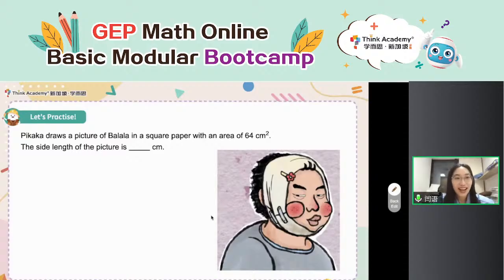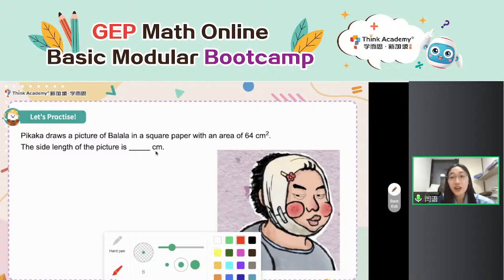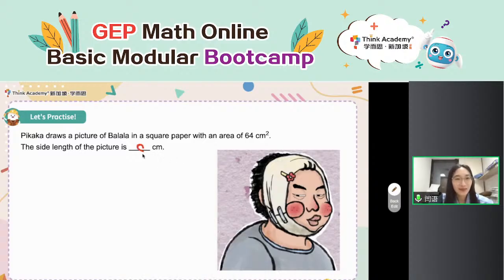Next one, a funny question. Pikaka draws a picture of a banana on a square paper with an area of 64 centimeters square. So the side length of the picture is, wow, super easy. Okay, this time I give you only 10 seconds. Okay, let's have a try. 10, 9, 8, 7, 6, 5, 4, 3, 2, 1. Answer? Okay, good. Very easy, right? So actually, you are looking for the number which multiplied by itself gives 64. Yes, correct. So the answer is 8.